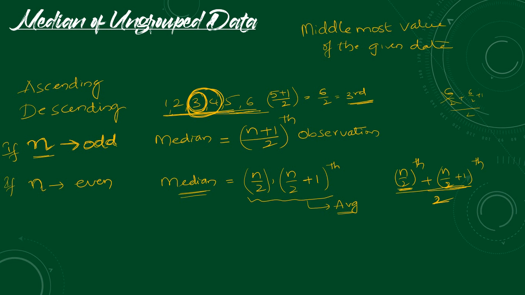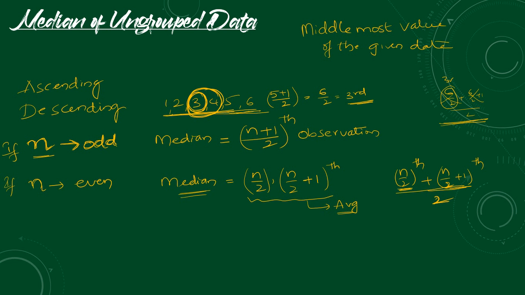So this is not the case. So 6 by 2 means here the third observation. Whatever the third observation that is present in the given data, that you need to consider. Okay, so that mistake you should avoid, right?